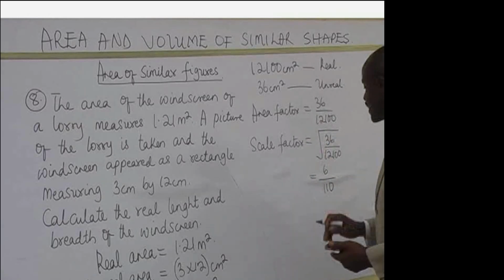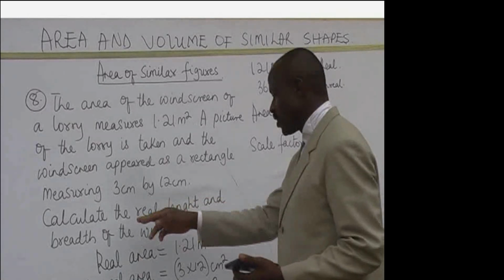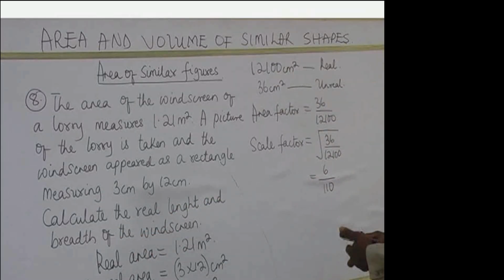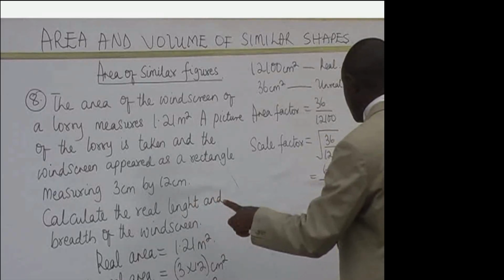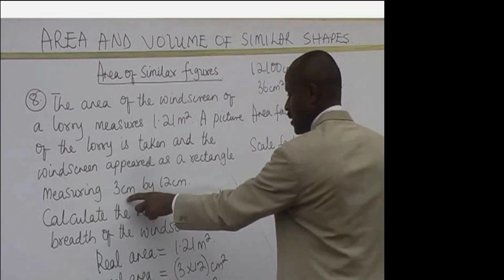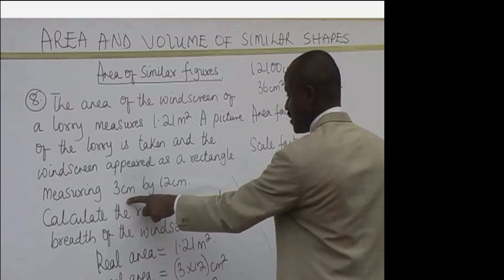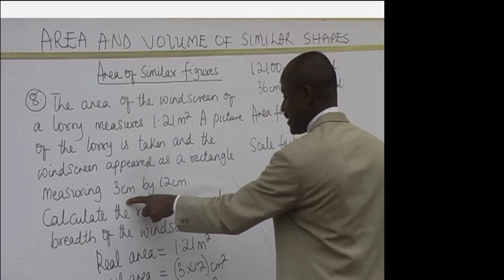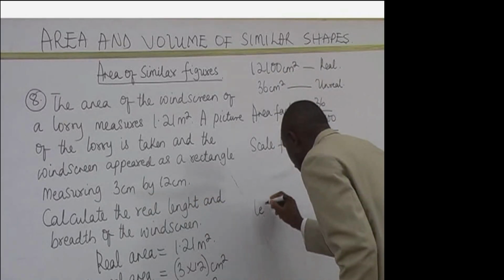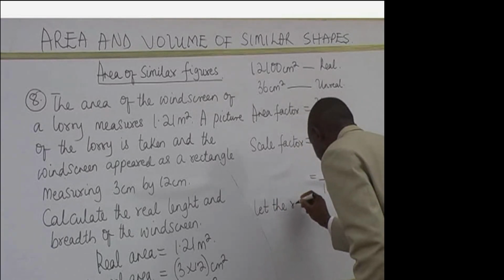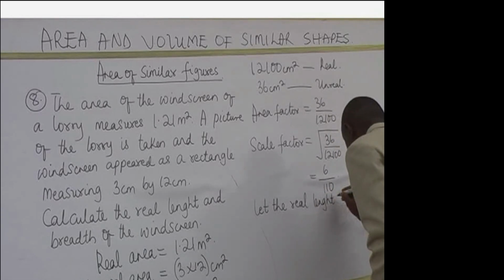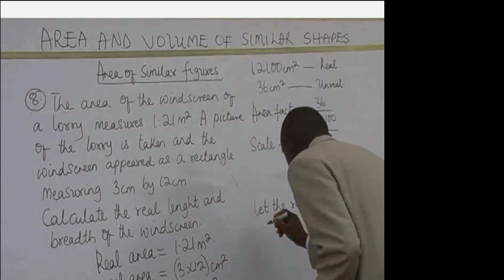Now that I have found the scale factor, let's go back to the question. The question said that we should calculate the real length and breadth of the windscreen. This is our scale factor now, and this is the length and breadth of the windscreen inside picture. Let's start from the length. Let the real length be represented by x.